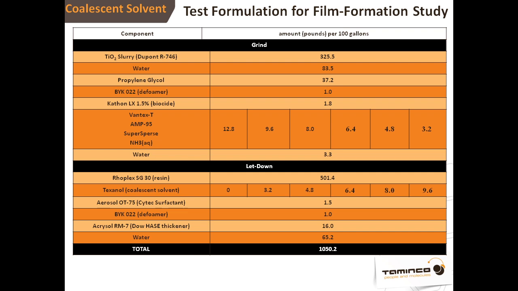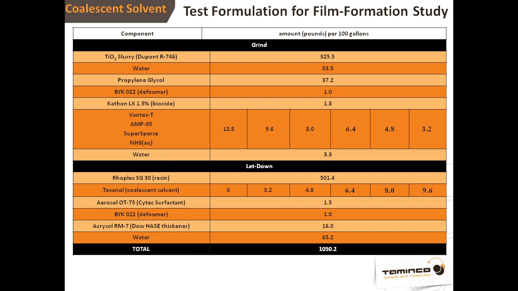What we did is to regard the combination of the amine plus the Texanol to be one system. In other words, the total coalescent in the paint was regarded as the additive contribution of the Texanol and the alkanolamine. So over here on the right, we started with the initial formulation, which was about 3.2 pounds of the amine and about 9.6 pounds of Texanol. We then varied that system to incorporate progressively less Texanol and progressively more alkanolamine. And we wanted to look at the impact that change had on the performance of the paint.